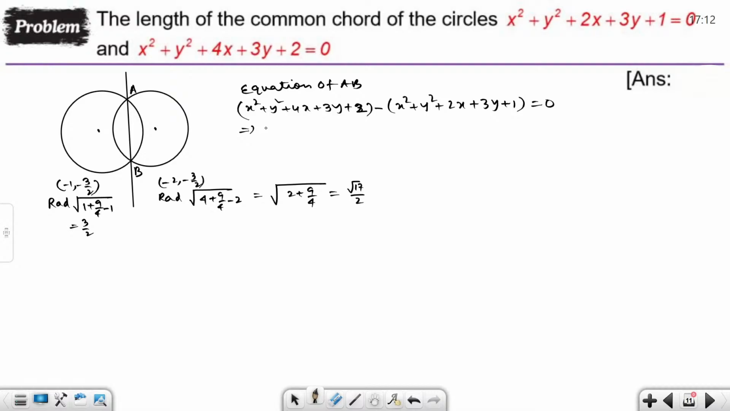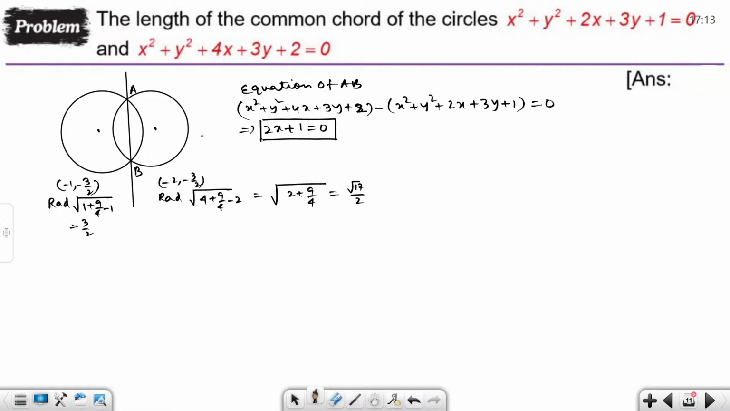So from here we are getting 2x plus 1 equals to 0. So 2x plus 1 equals to 0 is basically the equation of the radical axis, correct?